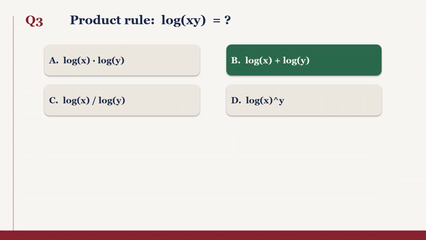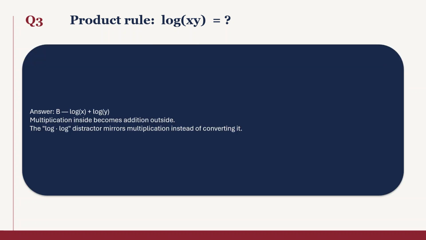Question 3. Product rule. Log of xy equals what? Choices: A, log of x times log of y. B, log of x plus log of y. C, log of x divided by log of y. D, log of x to the y. Pause, then reveal. The correct answer is B. Multiplication inside becomes addition outside. The log times log distractor is the multiplicative misread trap, where the multiplication on the inside is mirrored on the outside instead of converted.